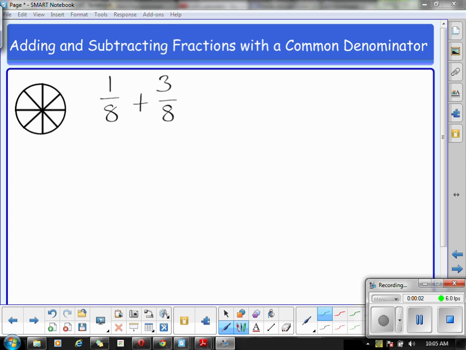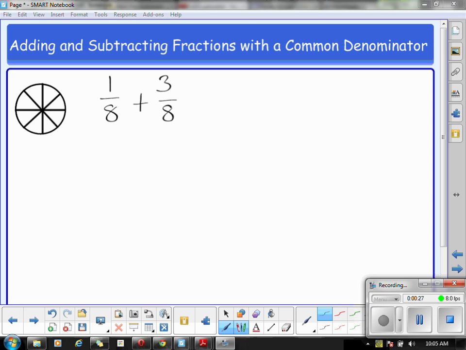This video is a reminder on how to add and subtract fractions if you have the same denominator. Now, the mathematical term for same denominator is a common denominator. So our example on the board, we have 1/8 plus 3/8. First thing you need to do is look at your denominators. In this case, the denominator is 8 for both fractions. Common denominator, we're ready to just add them up.